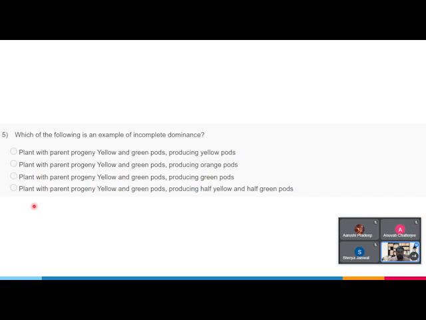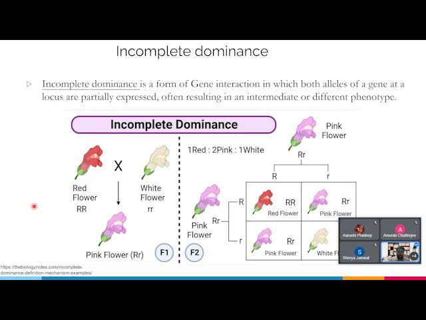Okay, so let us look into what exactly is incomplete dominance and try and answer this. Incomplete dominance is a form of gene interaction in which both alleles of a gene at a locus are partially expressed, often resulting in an intermediate or different phenotype. In this case we do not have two forms of genes directly, dominant and recessive. The recessive trait, whenever it is present along with the dominant one, doesn't allow complete takeover in case of phenotype.